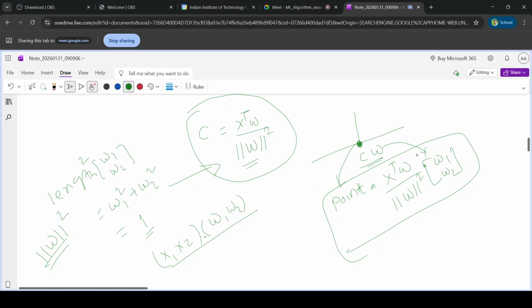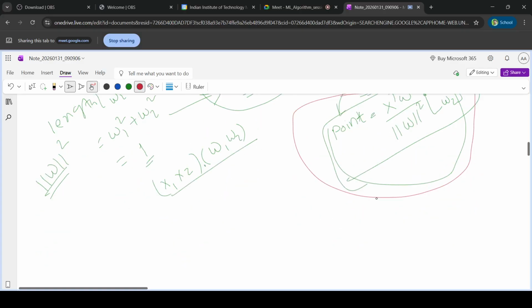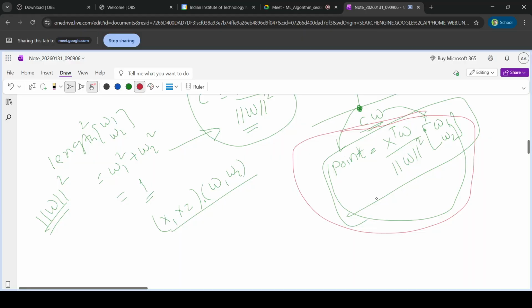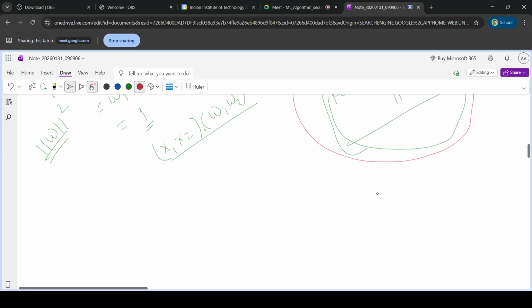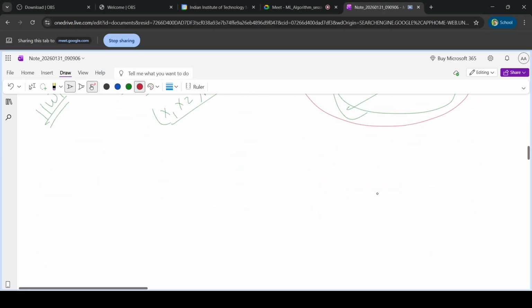Okay, so just remember this equation here. Anyway, we will come to this equation once again, but just remember this one as of now. Okay, so yeah, any graph here, I will draw this.